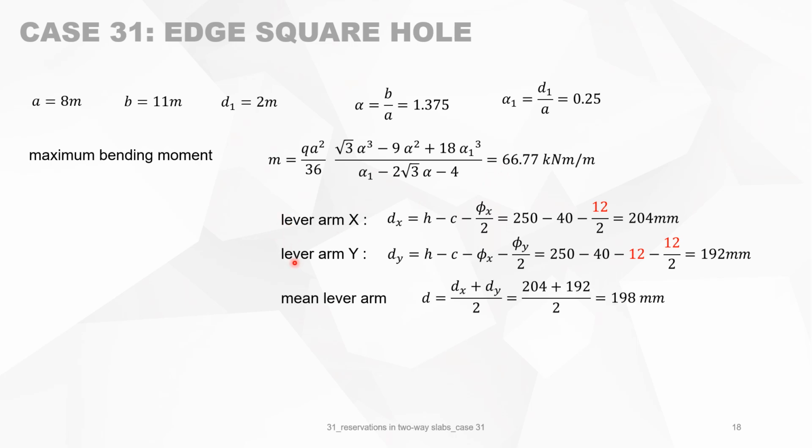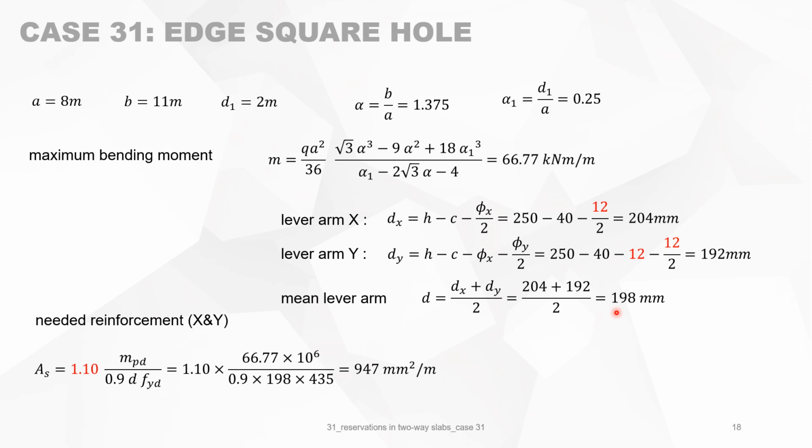Then we calculate the lever arm to convert this into reinforcement. And the mean lever arm is 198 millimeters. And the needed reinforcement is then 1.1 times the maximum bending moment divided by the lever arm and the yield strength of the reinforcement. It gives you 950 square millimeters per meter, or diameter 12 every 120 millimeters.